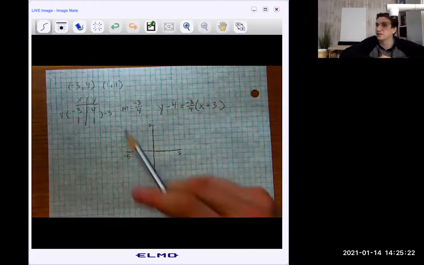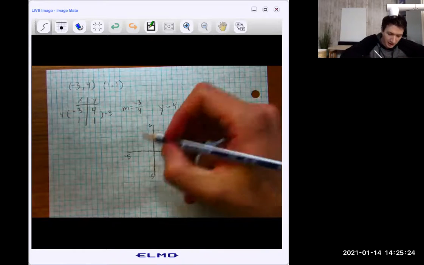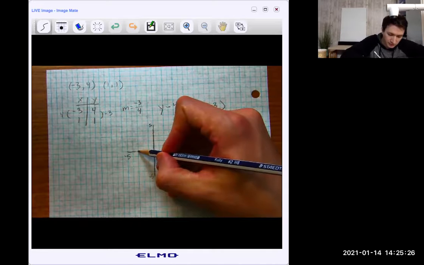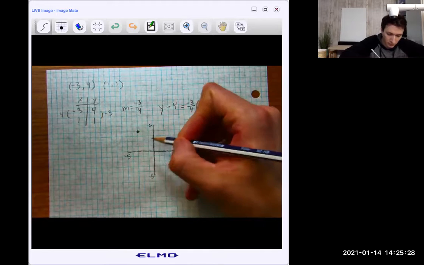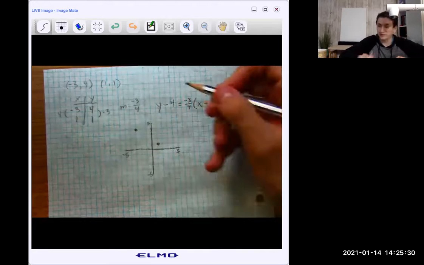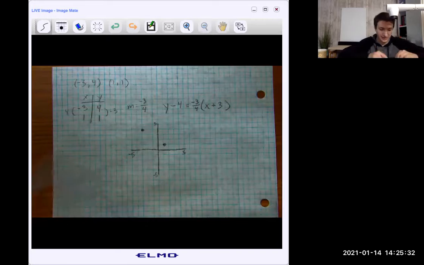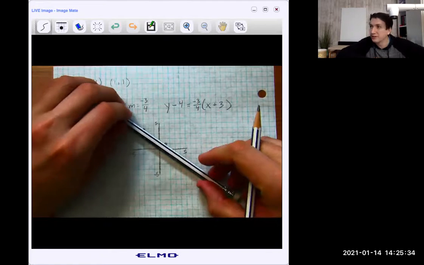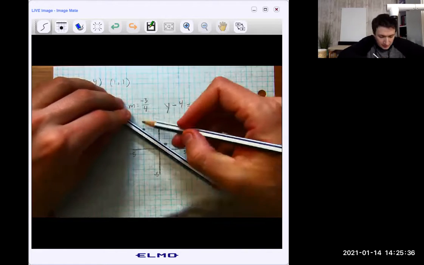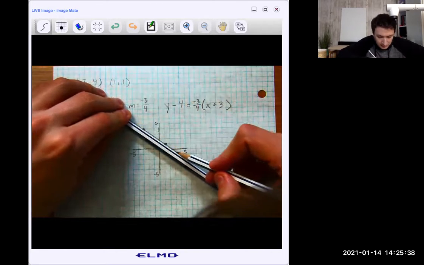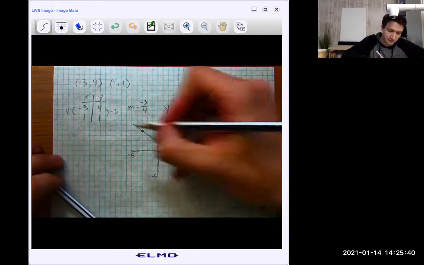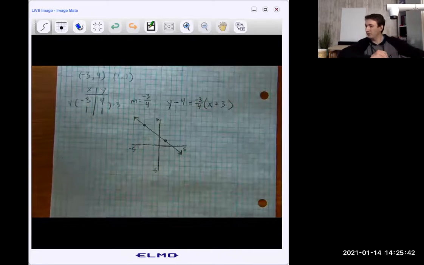And then I graph the values of my table. -3, 4 would be right here. 1, 1 would be right here. I do have a negative slope, so it should go down, and it does. It goes down and to the right. And I draw my line going forever in both directions. There we go.